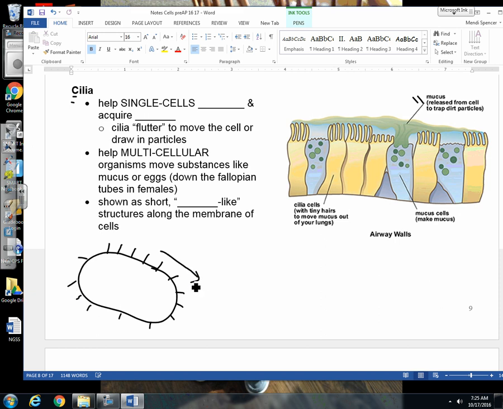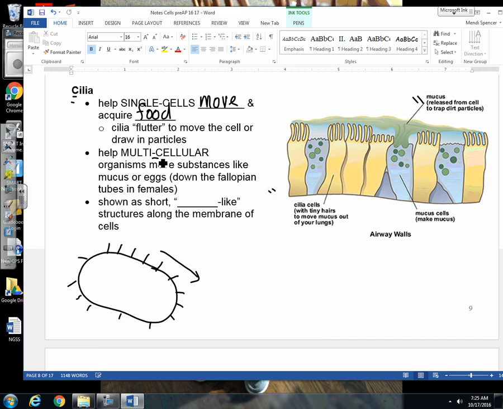So here we have a cell part that's helping an entire cell move. So this would be like a protist swimming around in pond water. It helps single cells move, and it also helps them acquire food. Now our spacing is off on the note, so I'm going to move down here in just a second, and I'll show you how the cilia would help a single cell protist acquire food. But let's take a look at this diagram right here.